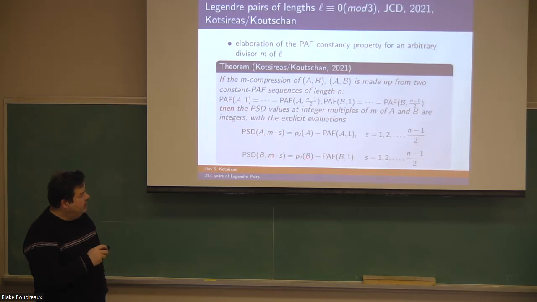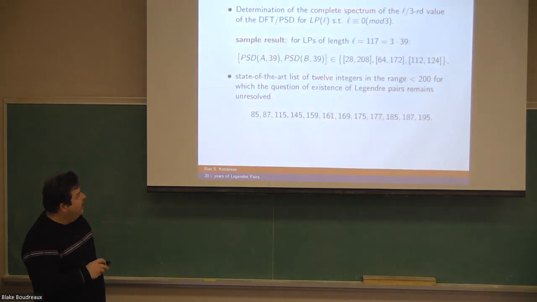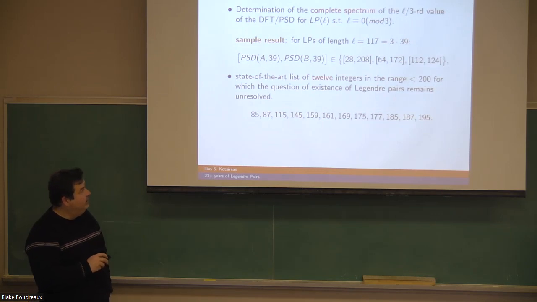And they have implicit evaluations. Here they are. The PSD of A at M comma S, for every S up to here, is the sum of the squares of A, so this is the second power sum function, minus the first PAF value, which is equal to all the other ones anyway, and the same for B. So we have elaborated this nice property, and we also did something else in that paper.